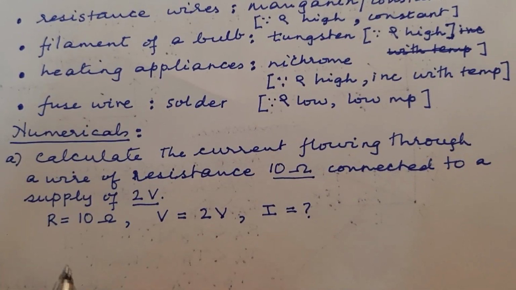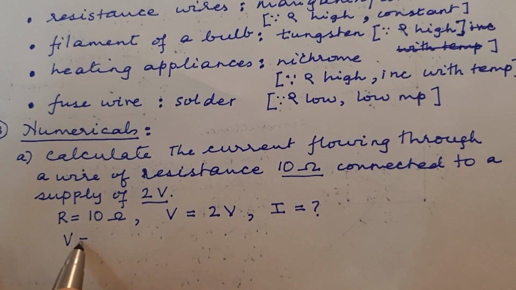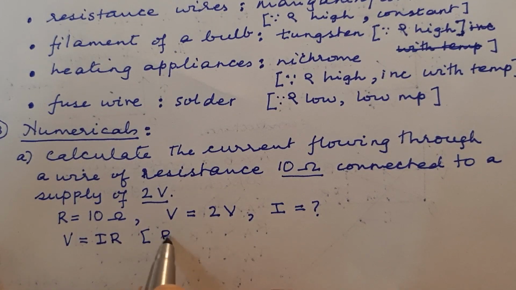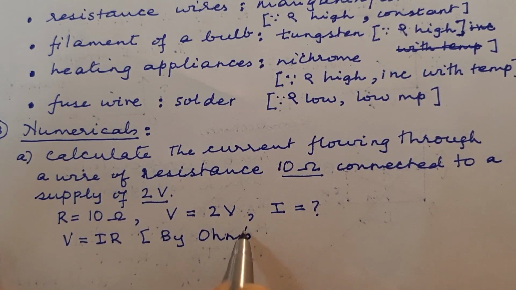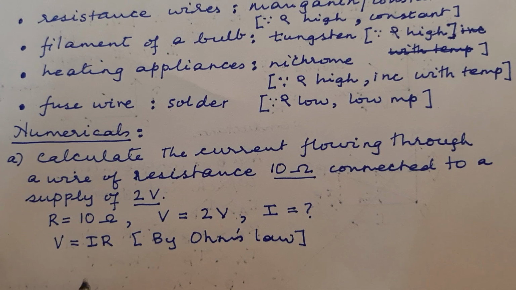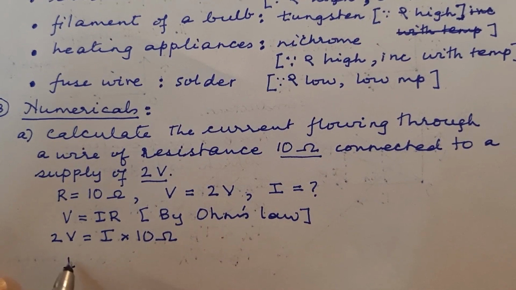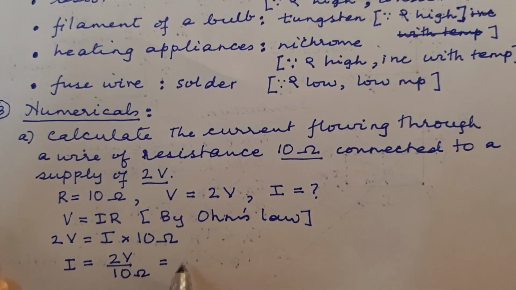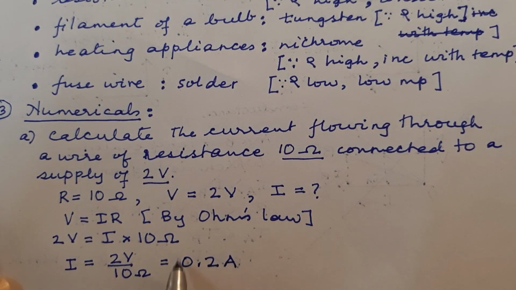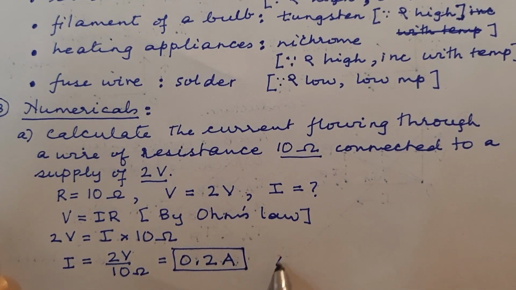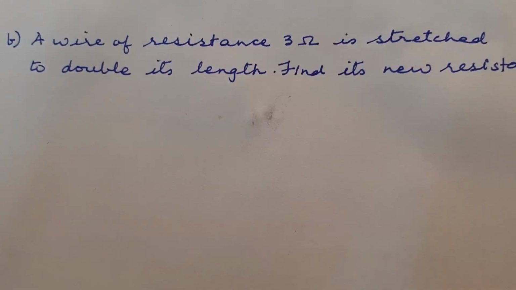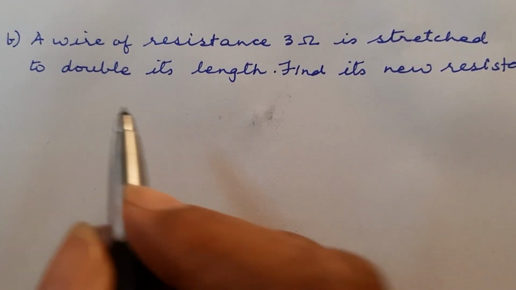And so we'll use the Ohm's law equation, that is V is equal to IR by Ohm's law, and therefore we will have 2 volts will be equal to I multiplied by 10 ohm, and therefore I will be equal to 2 volt upon 10 ohm, which is 0.2 ampere. That is our answer. Let us come to B, the second numerical.